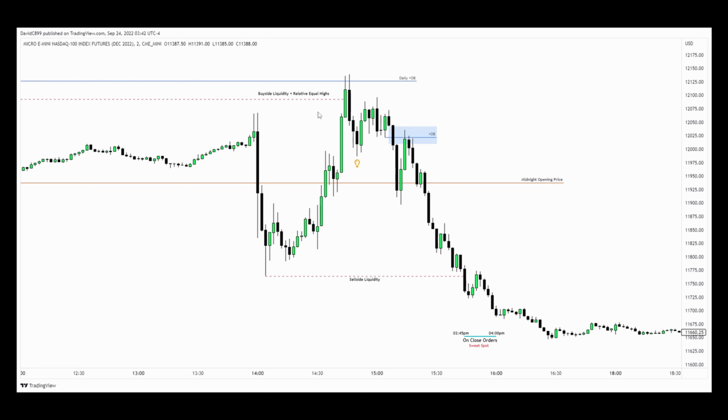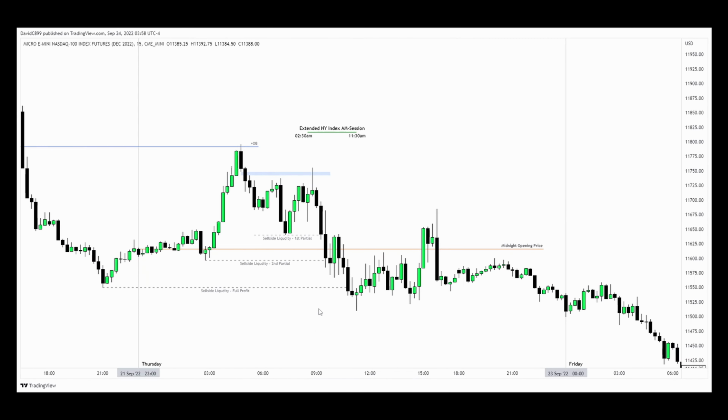time frame PD array. The sweet spot for the on-close orders time period, especially on FOMC days, is from 3:45 p.m. to 4 p.m. Most of the times we can see the low or the high on a FOMC day is being created during this time period. And if you don't believe me, go into your own charts and check that out.